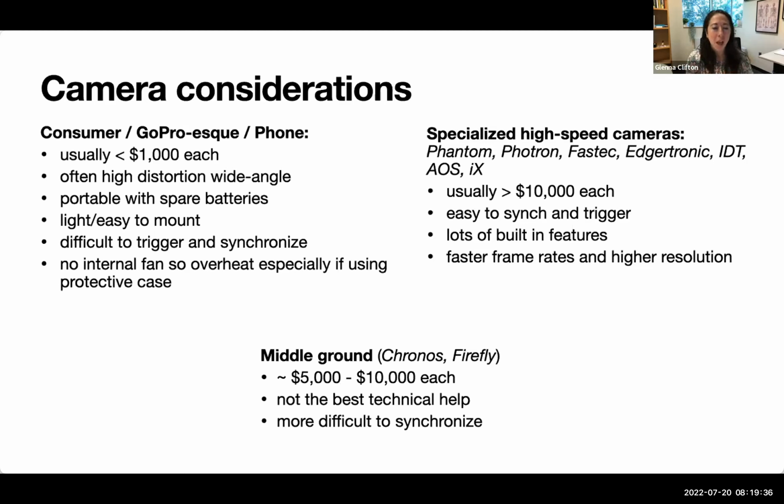Then recently, in the last maybe 5 years or so, there's been a middle ground option. Two of the main companies for these are Chronos and Firefly. They are this mid-range level of camera. I haven't heard a ton about these cameras yet. I definitely know that some people doing kinematics use them. What I have heard is that they don't have the best customer support or technical help, as you might find in the specialized high-speed cameras, which have a lot more technical support for you, and that they tend to be more difficult to synchronize. But they're definitely something to keep your eye on, and I would love to hear if you have experience using them. They are an interesting route to go.